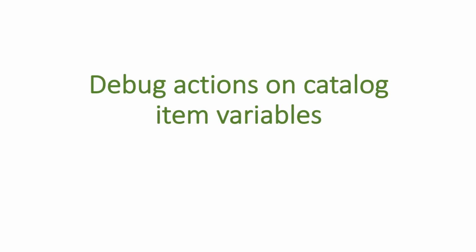Debug actions on catalog item variables. So as of now, you have configured all these variables and you got to know about how to configure different options for your variables in service catalog. Now we will learn about debugging actions on catalog item variables.